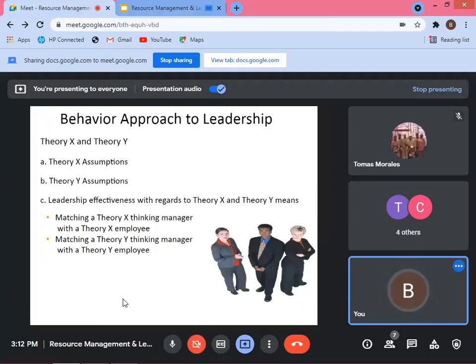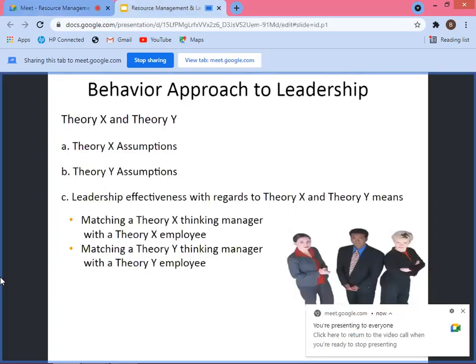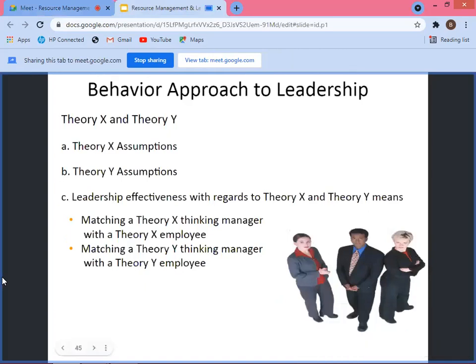What is the procedure that you have implemented? What is the method that you have implemented? I don't have concern about that. My concern is the result. Show me the result. Okay? And I will give you a tap on the back, for recognition, for a job well done. So that is a theory Y thinking manager with theory Y employees.